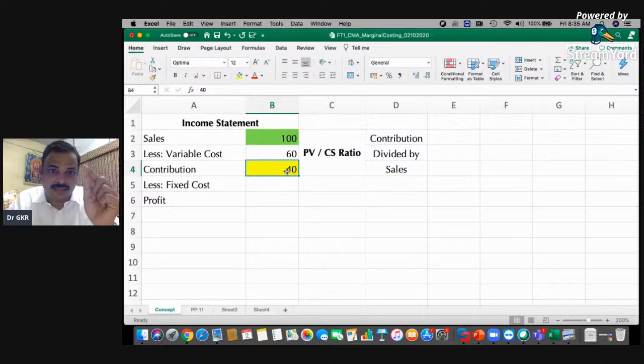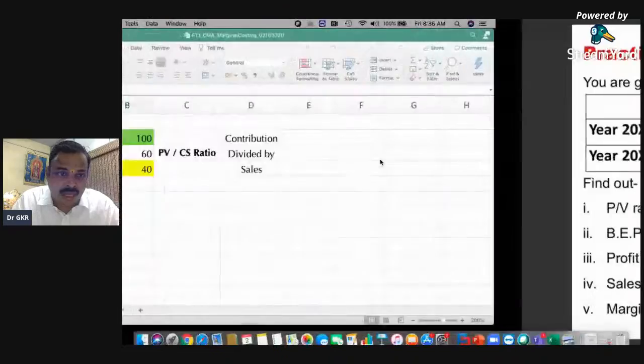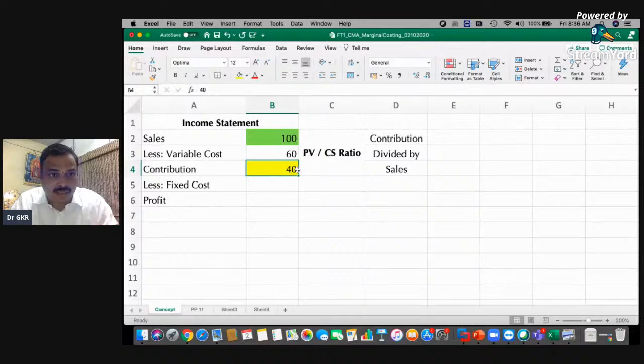If your contribution increases, contribution is an increased proportion to sales. Because as sales increases, contribution also increases. So therefore, if your contribution increases, profit also will increase exactly the same. Exactly the same. Why? Because fixed cost is same.